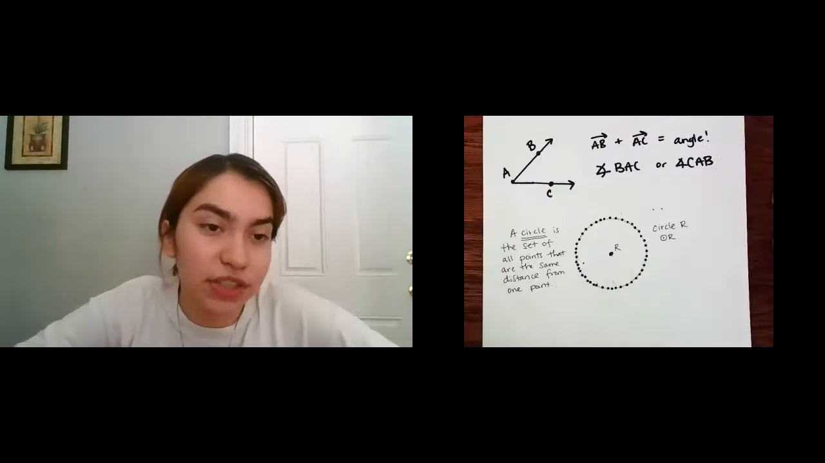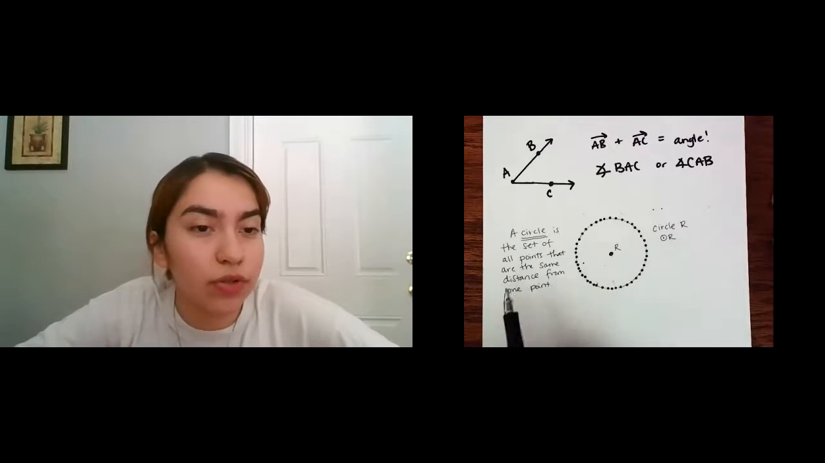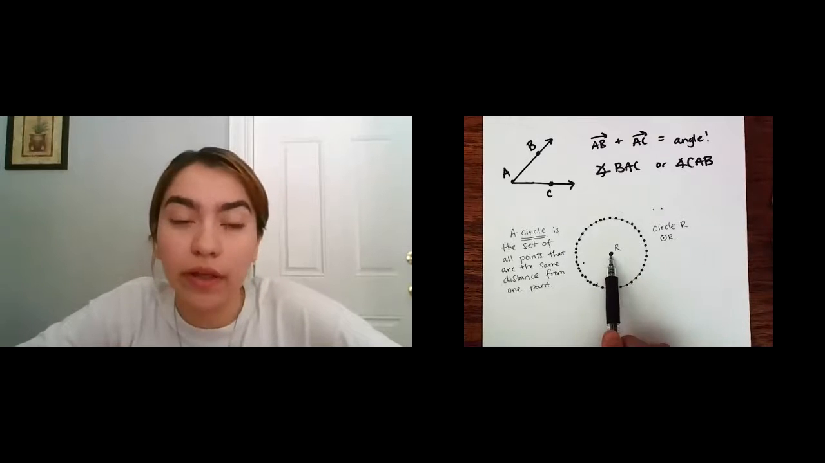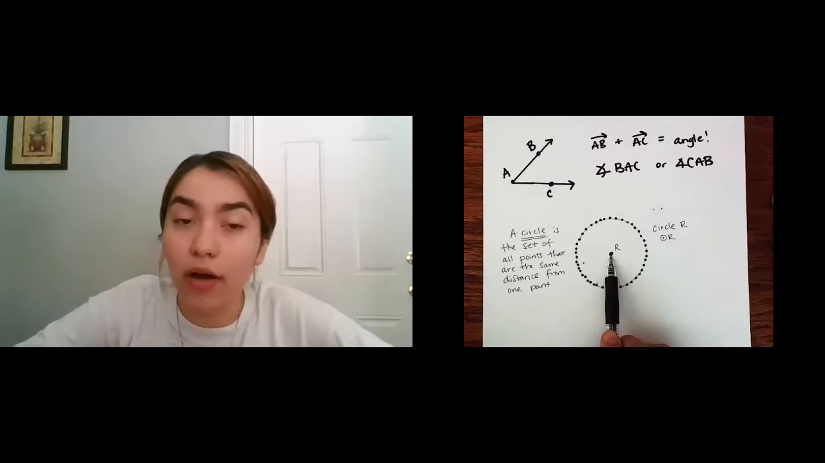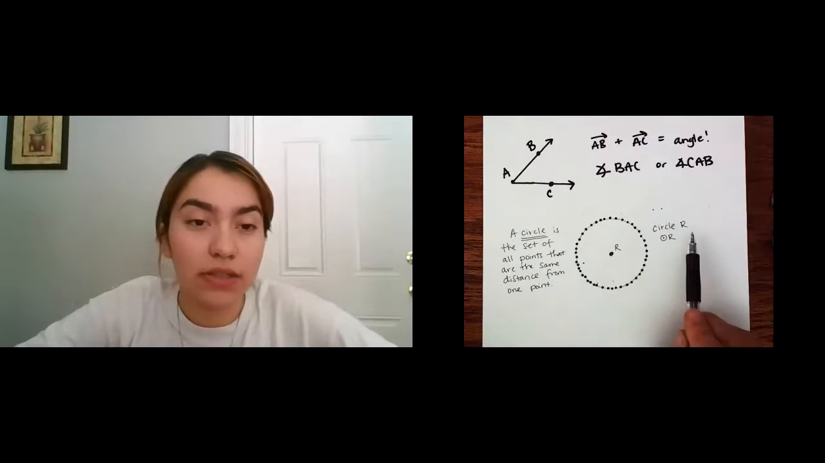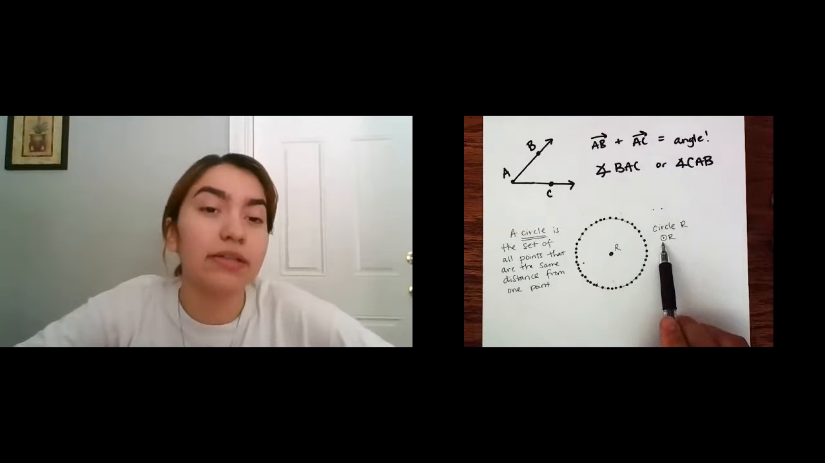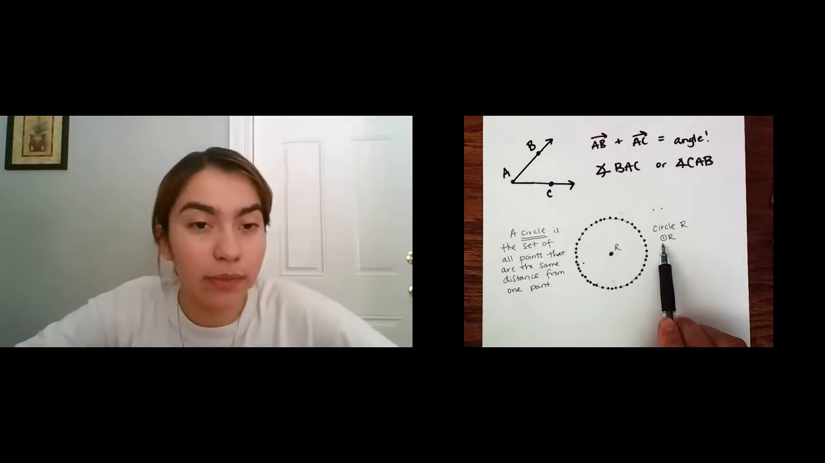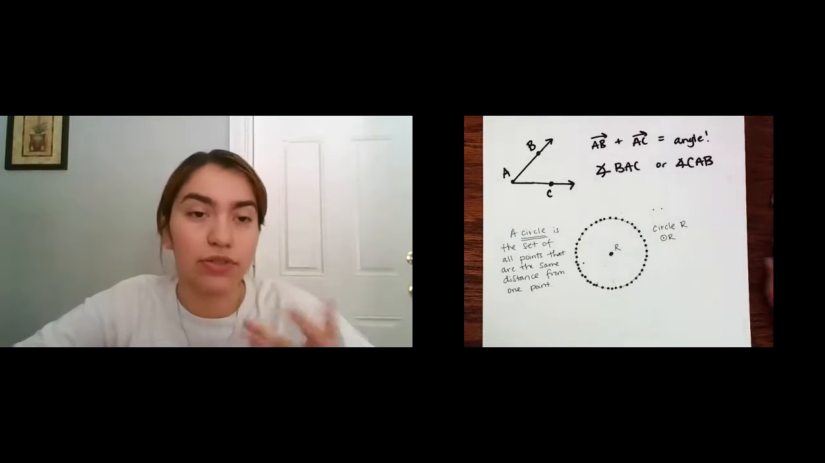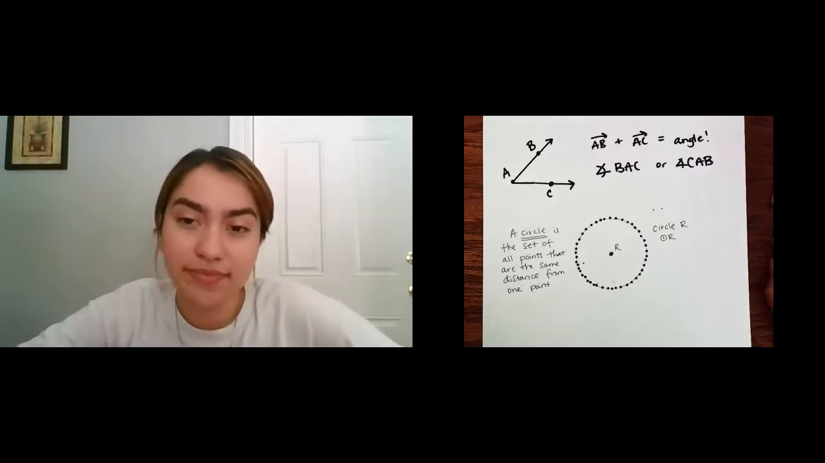So the definition that you would use for this is that a circle is the set of all points that are the same distance from the one point. This one point is actually point R. And when you want to talk about the circle, you could do it by drawing a circle itself with the point in the middle followed by the letter R to indicate that you are talking about the said circle.